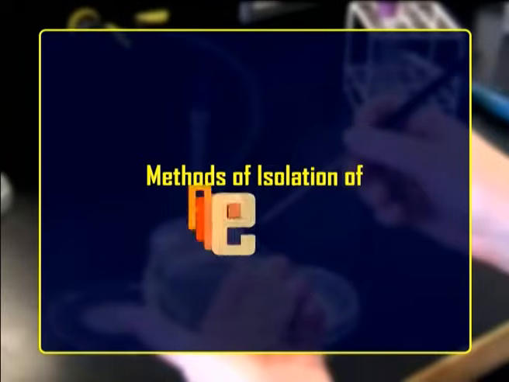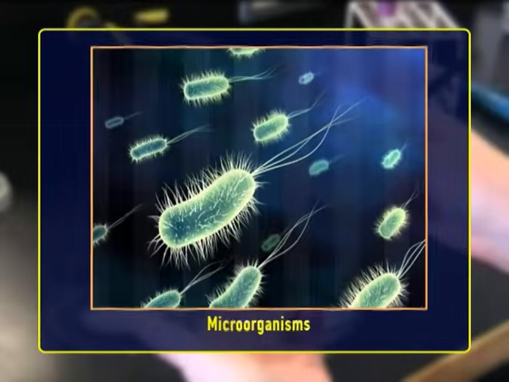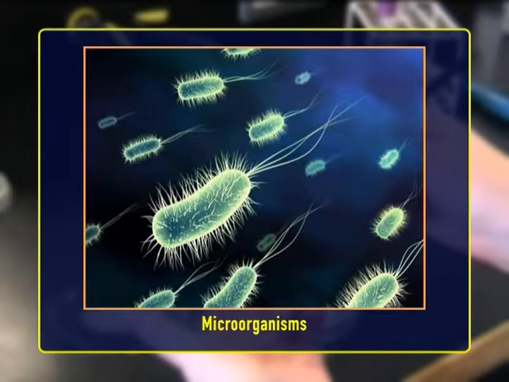First, the students will start with methods of isolation of pure culture. Microorganisms are generally found in nature as mixed populations. To study the specific role played by a specific microorganism in its environment, one must isolate the same in pure culture. A pure culture theoretically contains a single bacterial species.